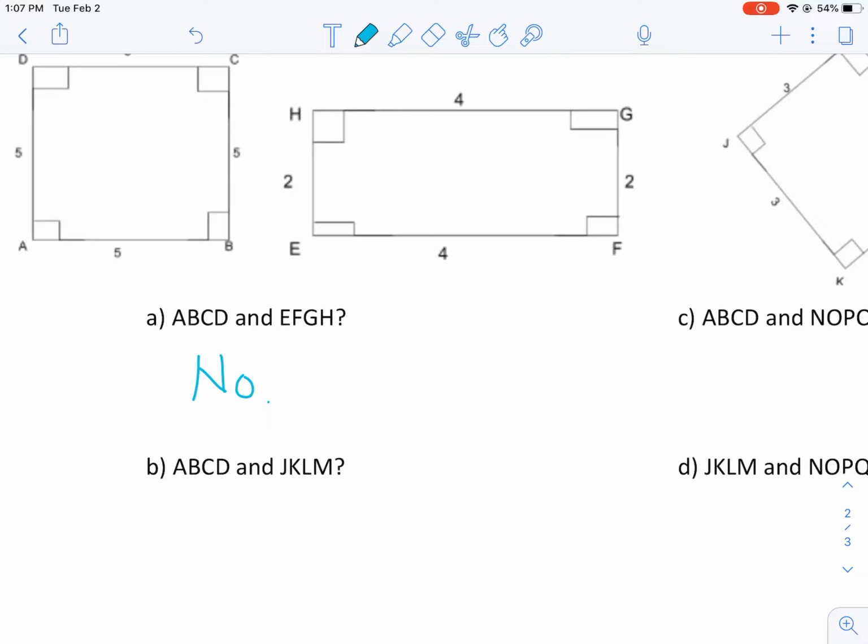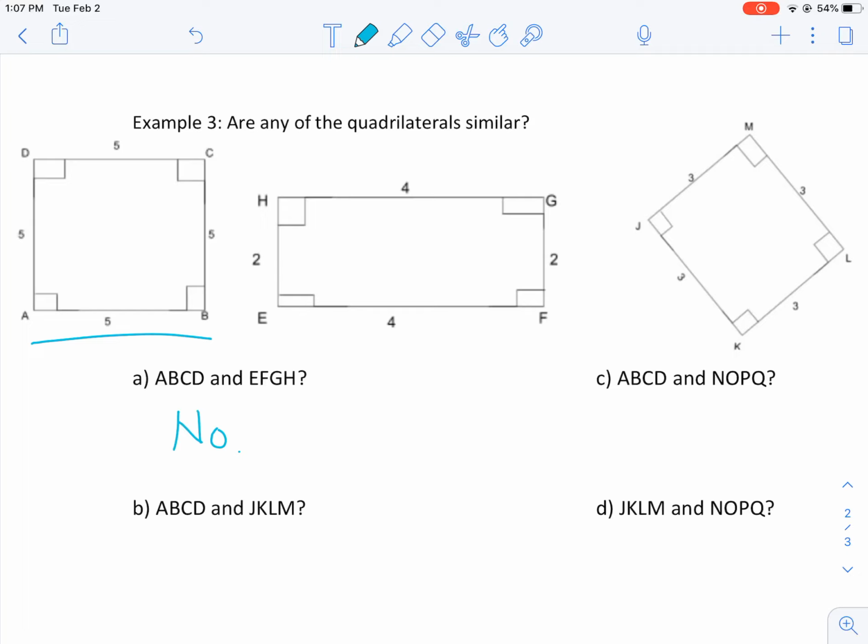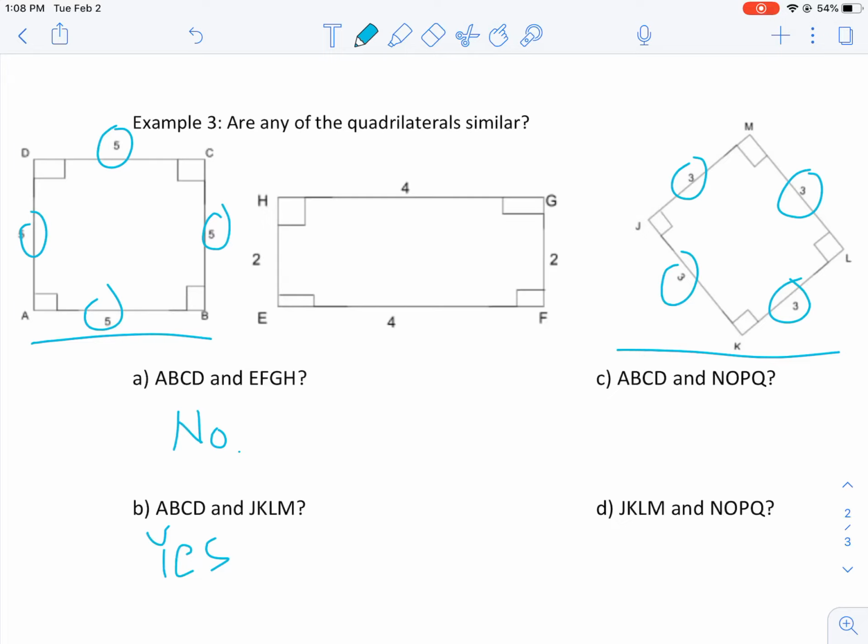B, A, B, C, D, and J, K, L, M. All right, so we're looking at our first one, our third one, okay? Again, angles, okay? For angles, it's yes, all right? They all have right angles there, so that one works. And then, is there that common ratio in their sides? Well, here we have all 4 side lengths of 5. Here we have all 4 side lengths of 3. So therefore, yes, all right, these are similar. 5 divided by 3 is 5 thirds. So the common ratio is always going to be 5 thirds.